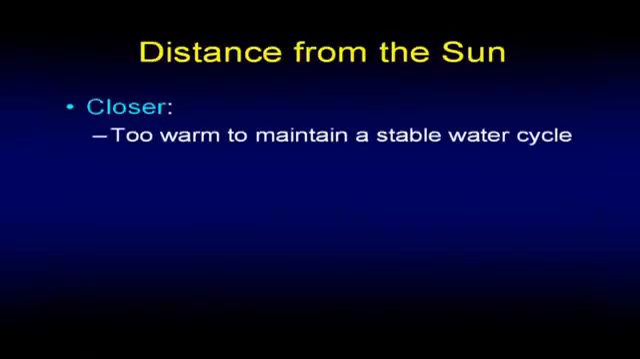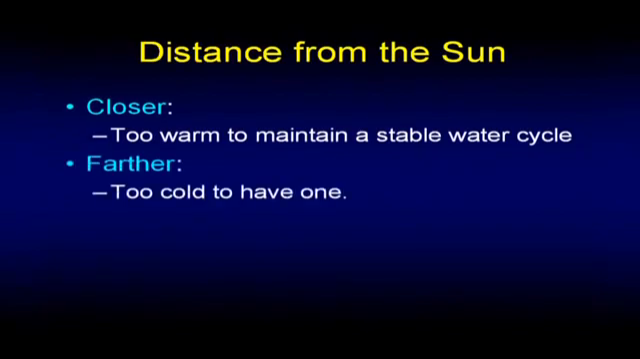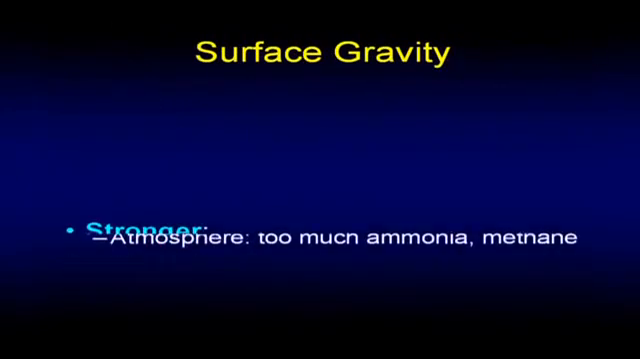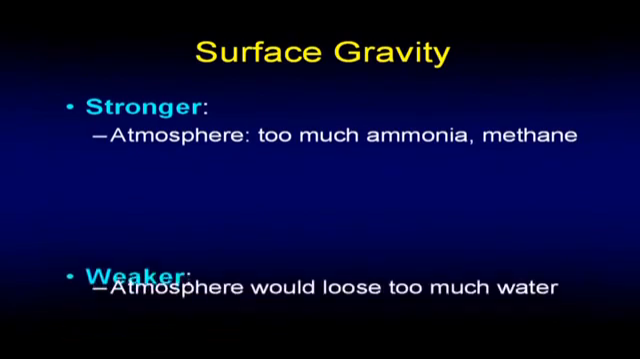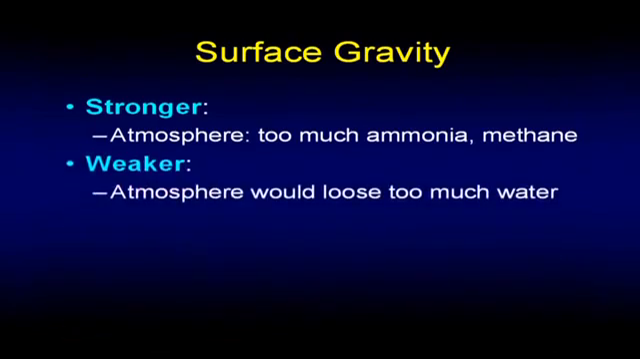The distance from the sun. If we were closer to the sun, we'd be too warm to maintain a stable water cycle. If we were further from the sun, it would be too cold to have a water cycle. Okay? Surface gravity. If the gravity was stronger, our atmosphere would have too much ammonia and methane in it. If the surface gravity was weaker, the atmosphere would lose too much water. It happens to be just the right balance to give us the atmosphere we need.